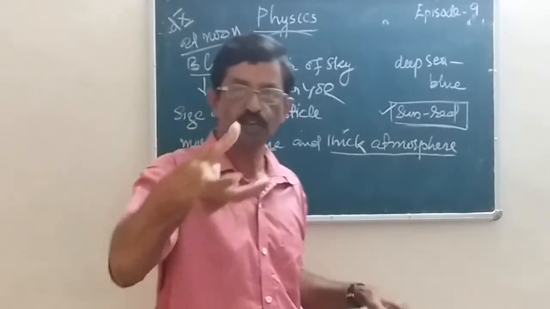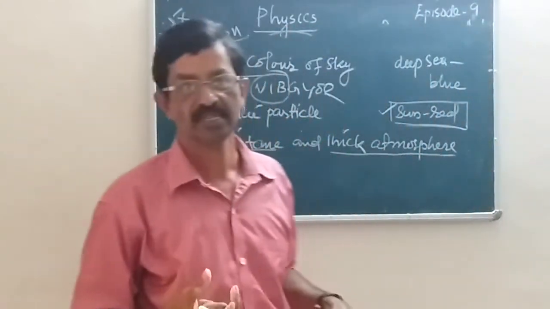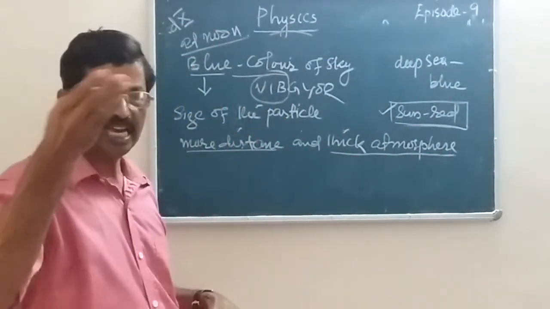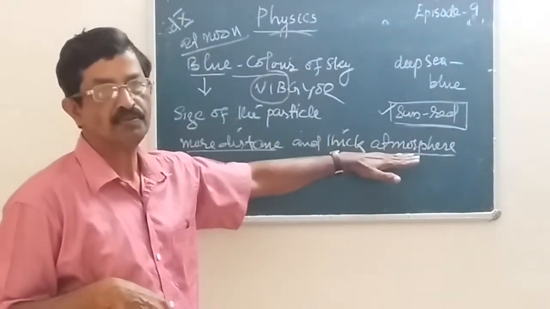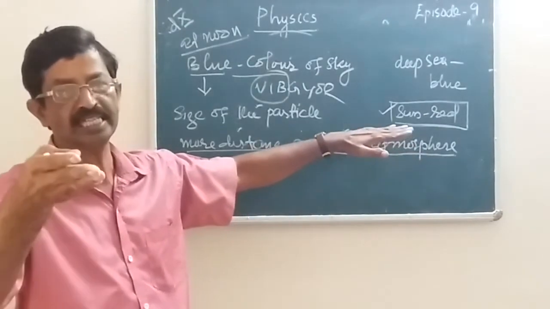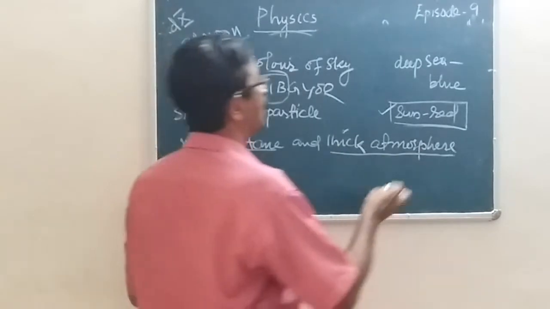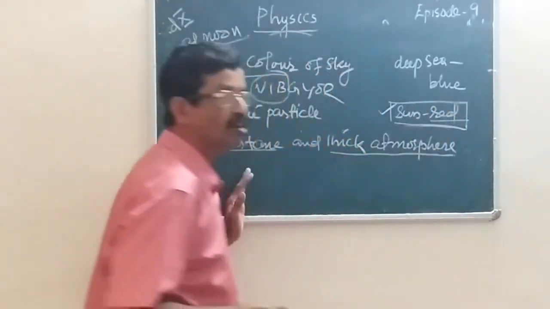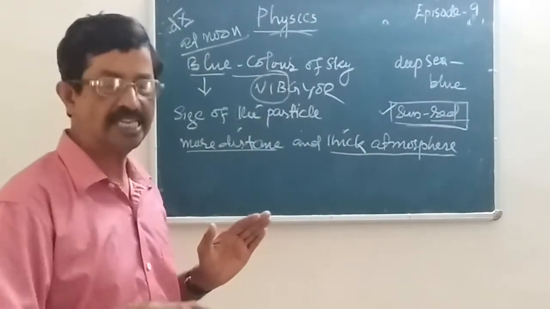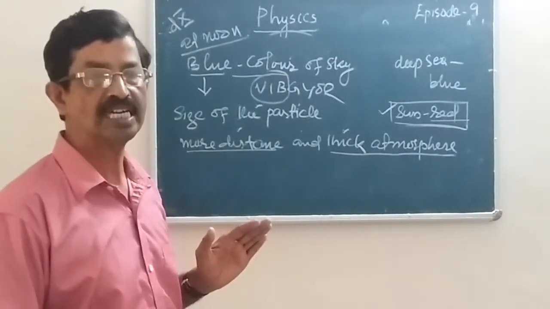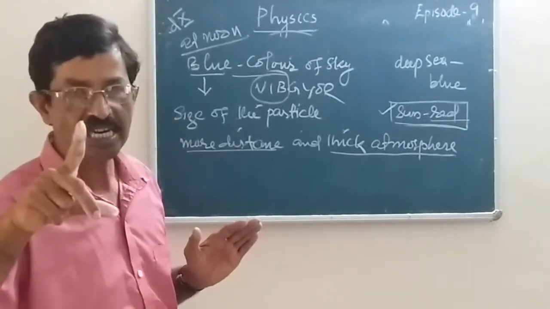So shorter wavelength light is scattered and lost at this time. When light travels more distance and through thick atmosphere, shorter wavelength light is scattered and lost. Then longer wavelength light such as red only can reach our eye. So we see the rising and setting sun in red color.